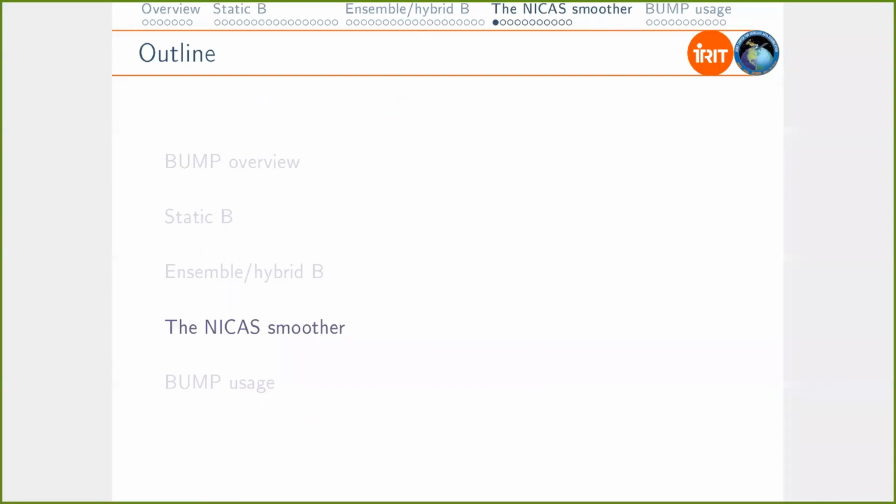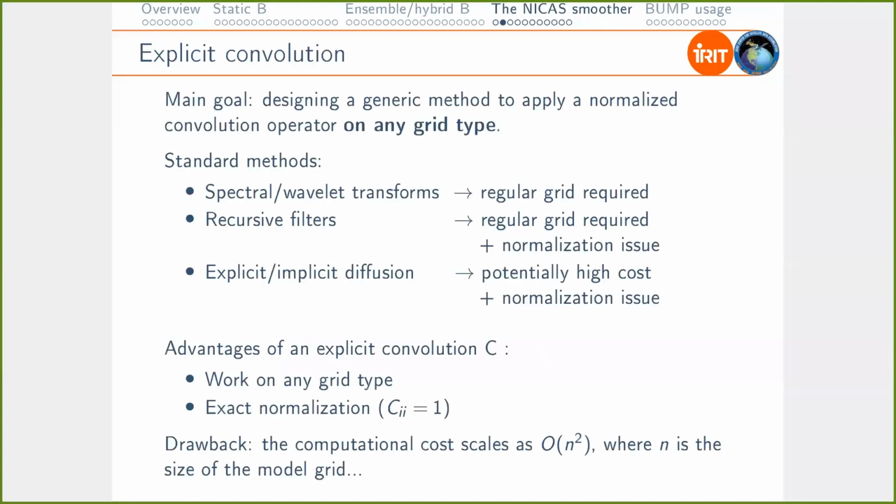So the final theoretical part is about the Nicas smoother. The main goal of this smoother is to design a convolution operator that can work on any grid. The other standard methods just work on a regular grid, or they have potentially high cost. So here I use an explicit convolution that can work on any grid type and that has an exact normalization.